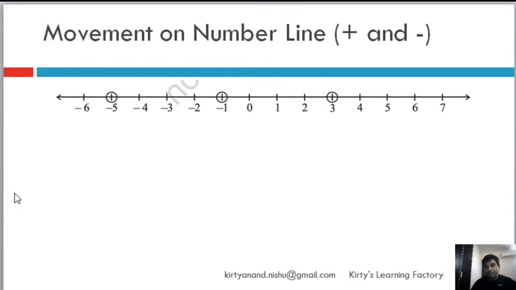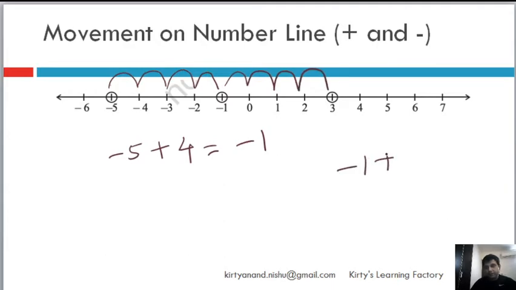Now movement on the number line, plus and minus, is very simple. We have learned it, but once again, for example, if we have to move from minus 5 to minus 1, how many jumps do we need? 1, 2, 3, 4, which means we will have to add 4 to minus 5 in order to reach minus 1, correct? If we have to reach from minus 1 to 3, what do we have to do? We have to add 1, 2, 3, 4. So minus 1 plus 4 equals 3. Basically this is nothing but 4 minus 1 equals 3.